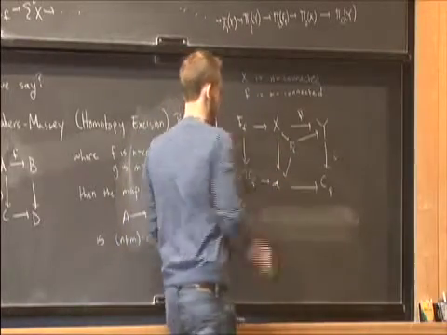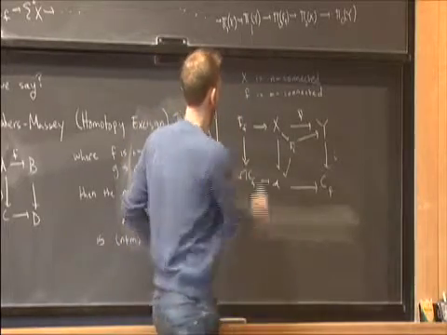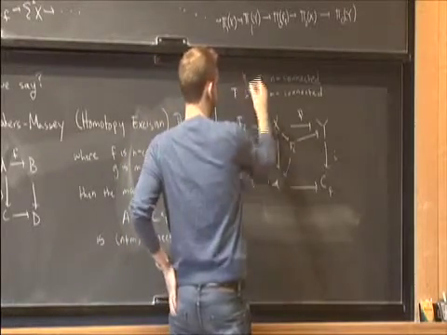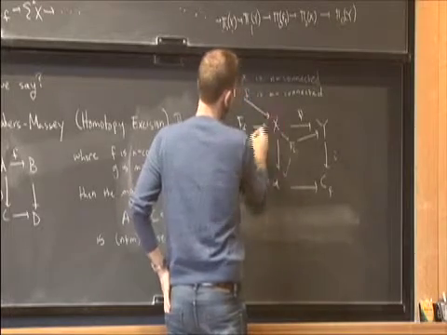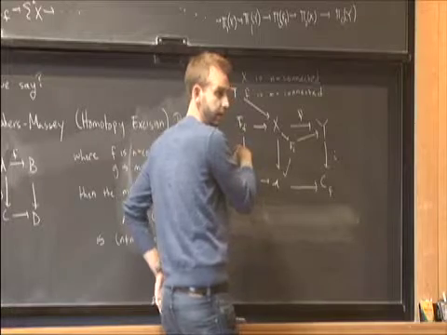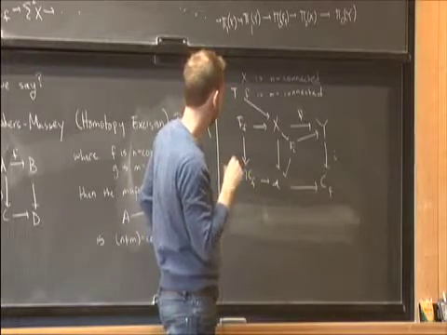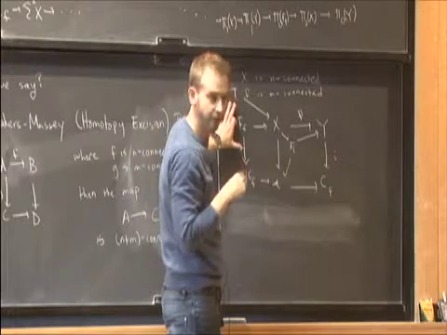Okay, but then there's an induced map here, since this is just a natural transformation, and I can look at the fiber of this map right here, and let me call that T. And I claim that T agrees with the fiber of this map right here. Does that make sense? Do you want me to prove that, or do you care?